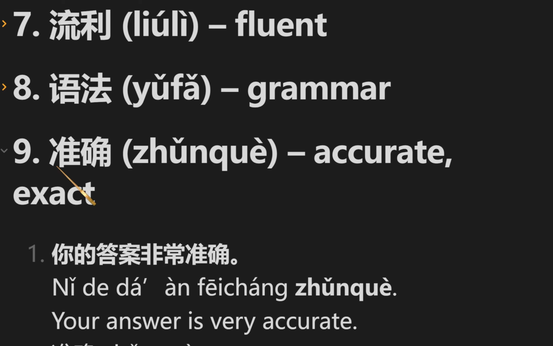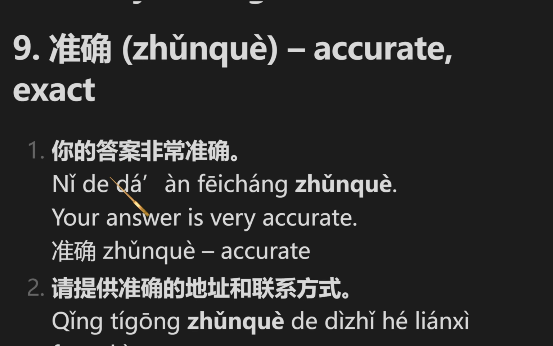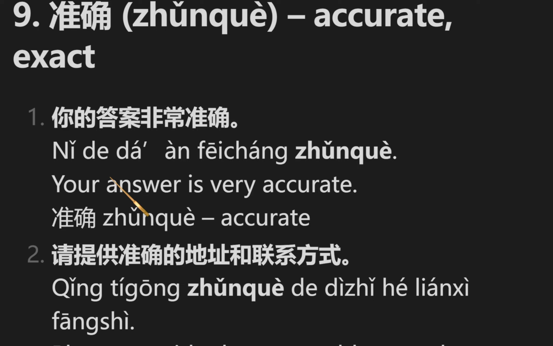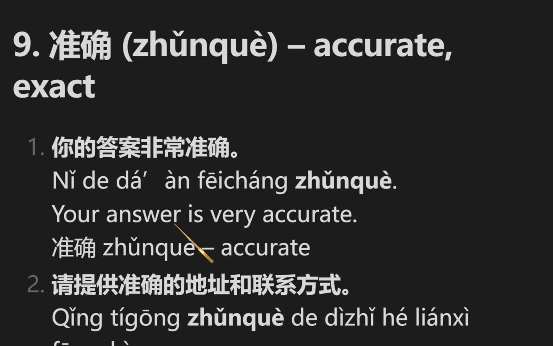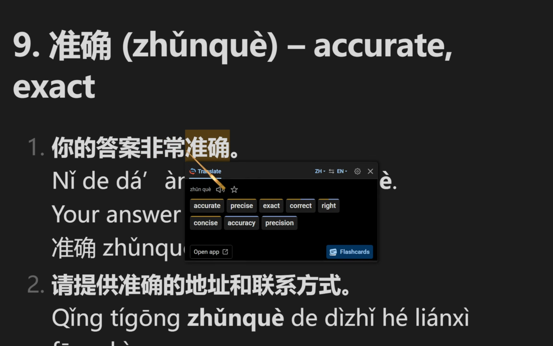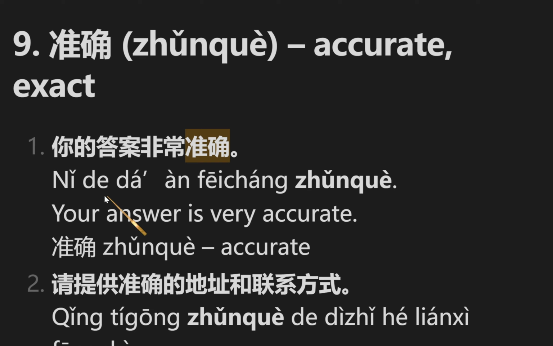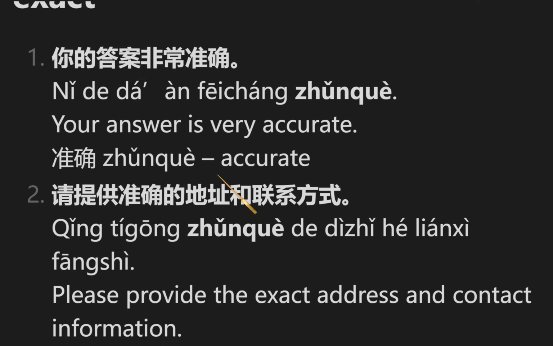准确, accurate, exact. Let's see the first example: your answer is very accurate. 你的答案非常准确. 你的答案, your answer, 非常, very, 准确, accurate. 准确, accurate, precise, exact. Your answer is very accurate. 你的答案非常准确.